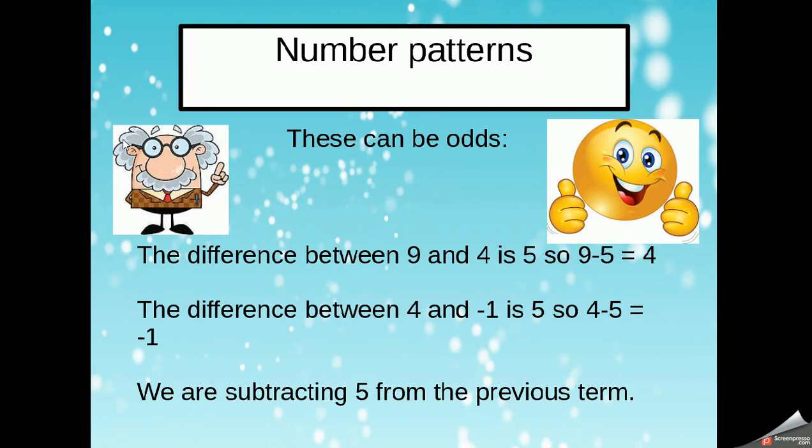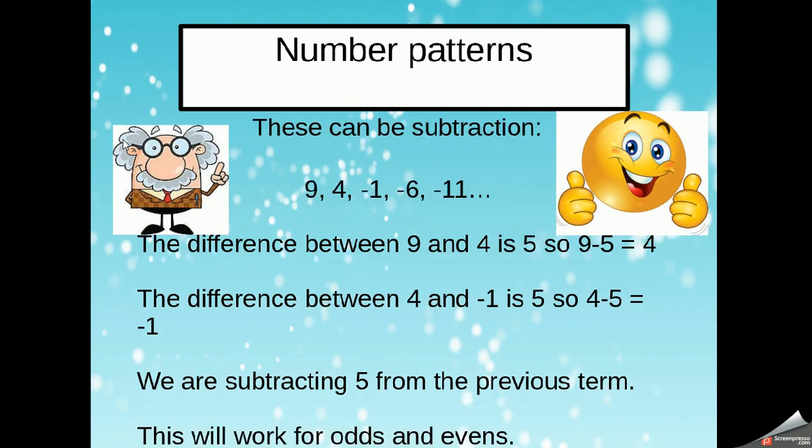I looked at the difference again between the first two sets of numbers, but I could see that in one I'm adding it on because the number is getting bigger, and in the other one I'm taking it away. So the rule is we are subtracting 5 from the previous term.